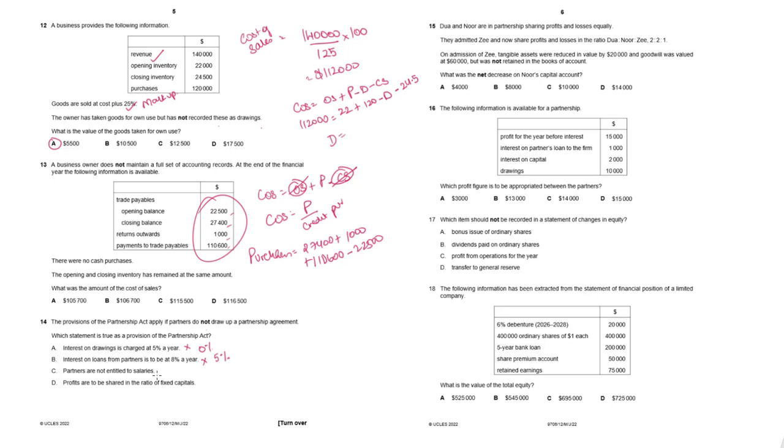Partners are not entitled to salaries, so this becomes a correct option. And option D is profits are to be shared in the ratio of fixed capital, which is not correct. They have to be shared equally. So option C, 14.